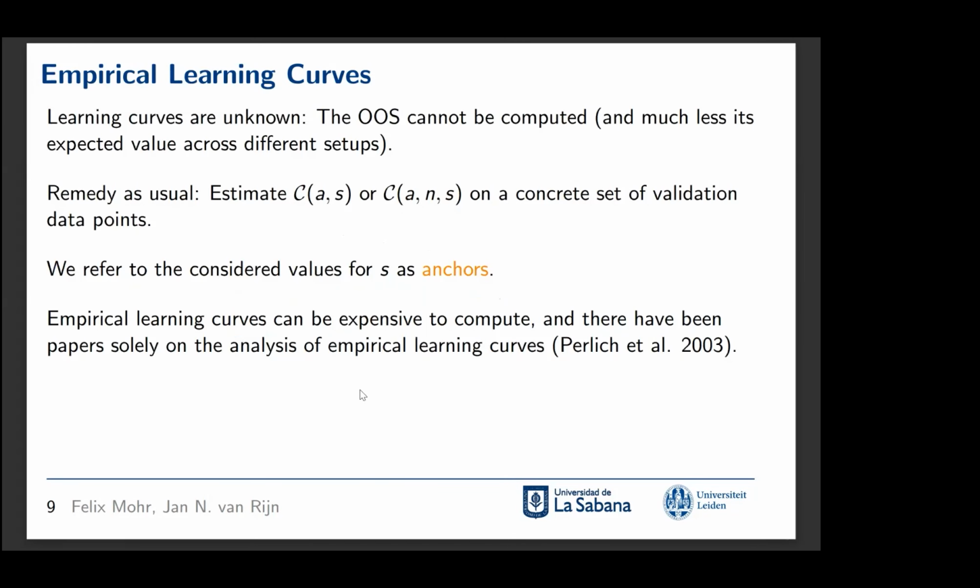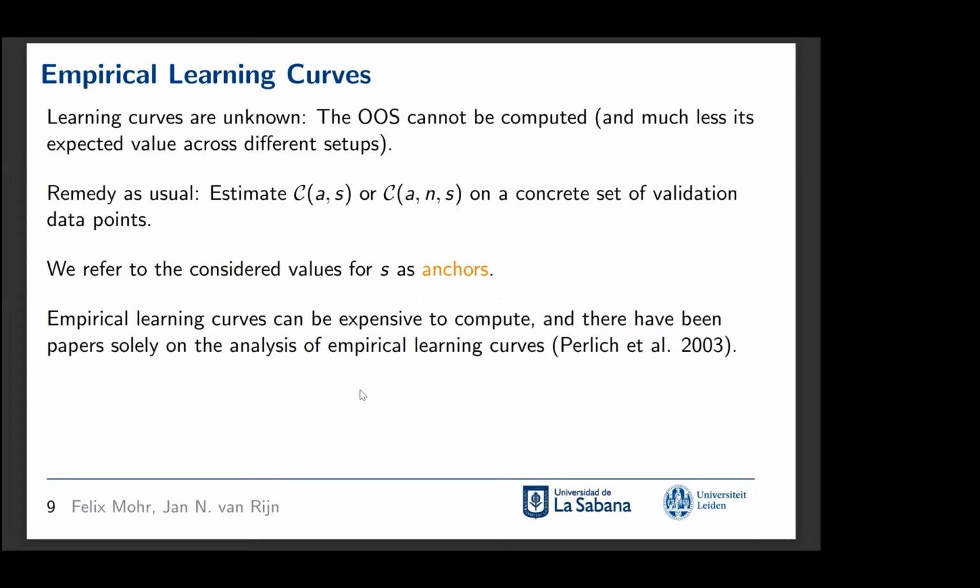So this brings us to empirical learning curves. We have somehow to estimate them. And the remedy is as usual: we estimate the curves based on some concrete set of data we have available. We build train sets, validation sets, and then we estimate them pointwise, right? And these points, where we do this, are what we refer to as anchors. These are the anchor points, which we use to have some orientation about how the learning curve looks.